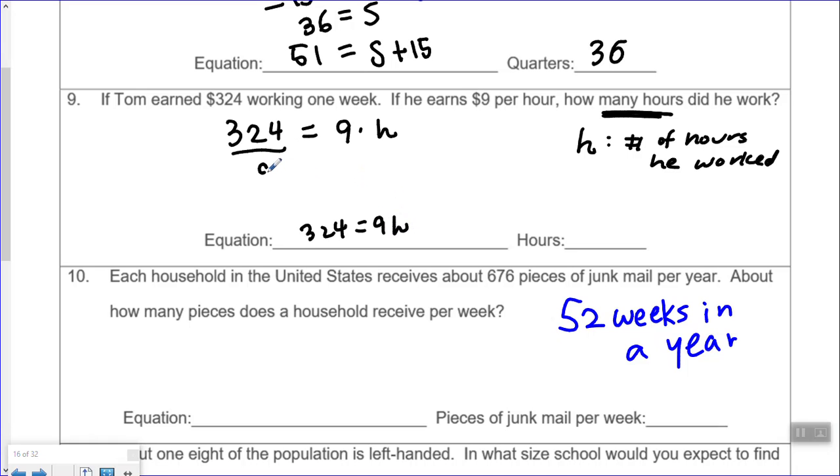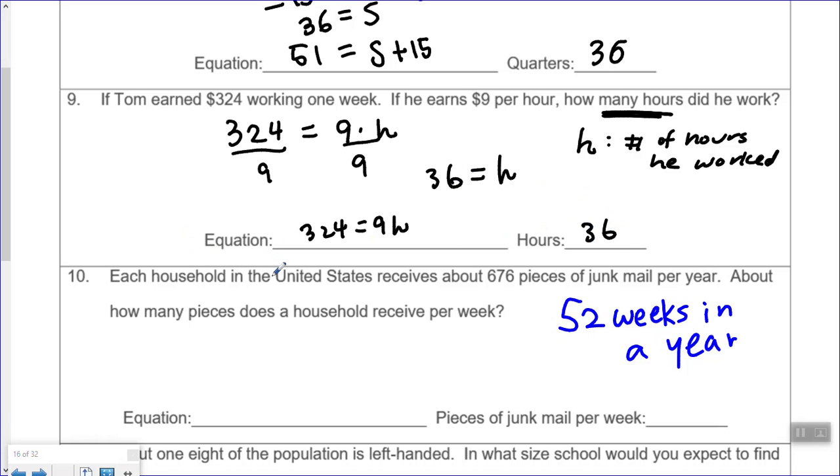And then divide both sides by 9. So use your calculator. 324 divided by 9, put it in your calculator. What is it? H equals 36. So he worked 36 hours.